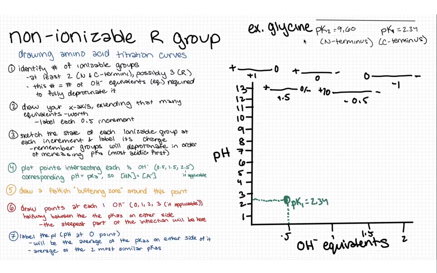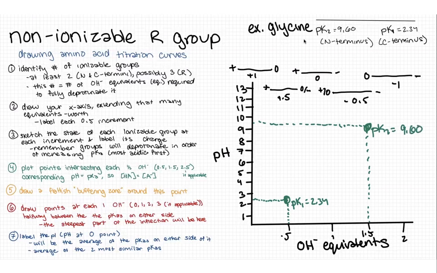Now I'm going to do the same thing for the second pKa group. So this is going to be our N-terminus. I'm going to go over to 9.6, draw a dotted line over. At this point in time, I'm going over to 1.5 units. And this is going to be our pK2 equals 9.60.